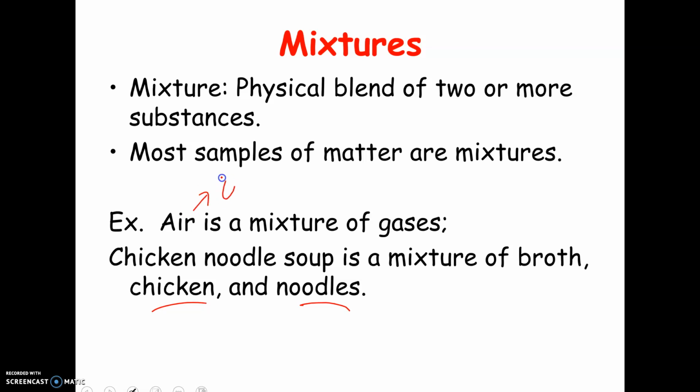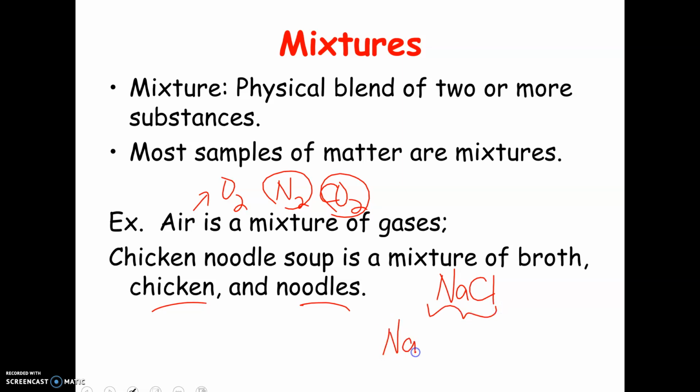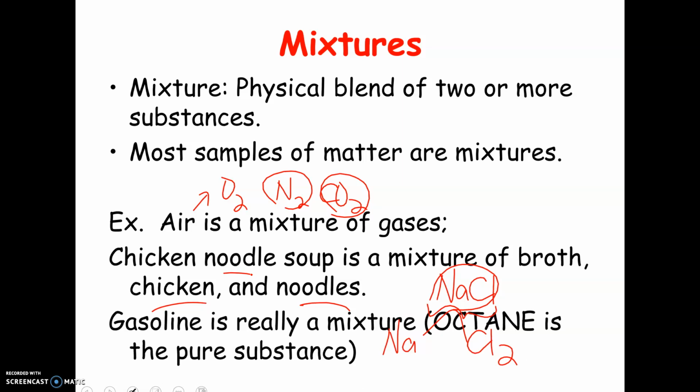In air, you have oxygen, which has the properties of oxygen. You have nitrogen. You have carbon dioxide. And each of those are floating around, but they keep their individual properties. Remember how that's different from, say, chemically combining sodium and chlorine. Sodium was a metal. Chlorine, green gas. Combine them, table salt. They lose their original properties. Oxygen in the air is still oxygen. Chicken noodle soup, the noodles are still separate from the chicken.